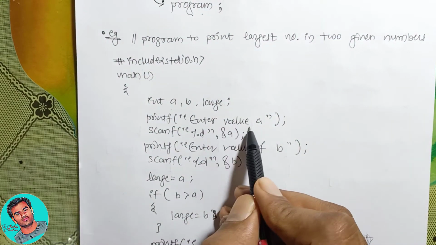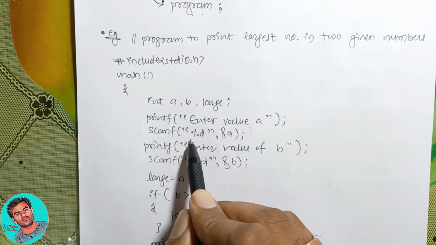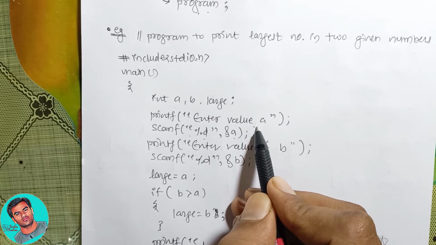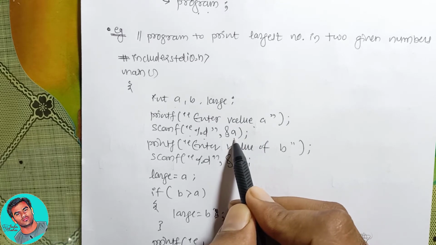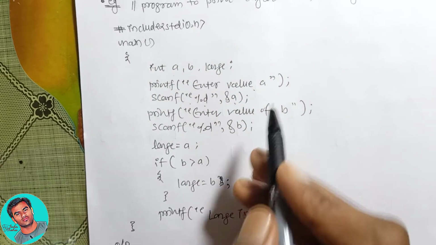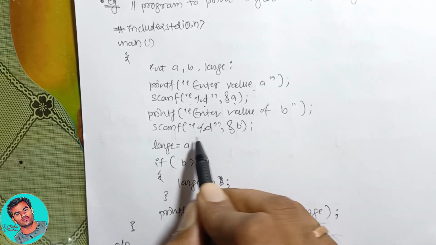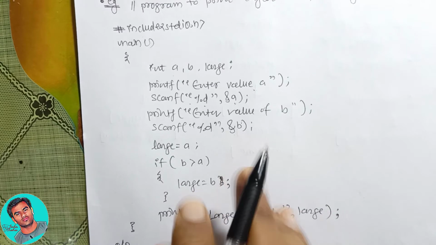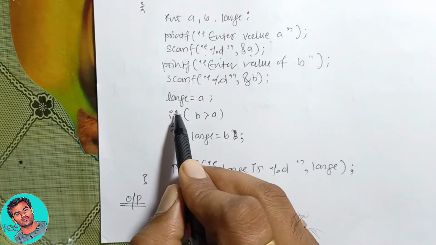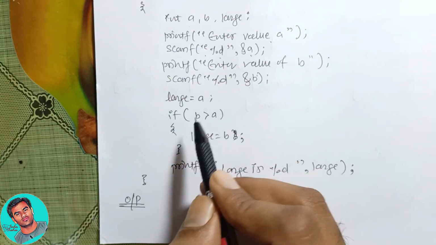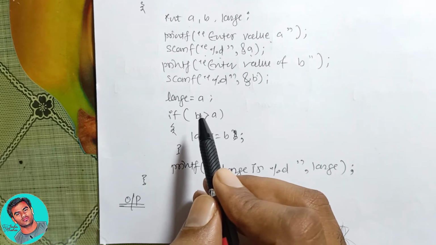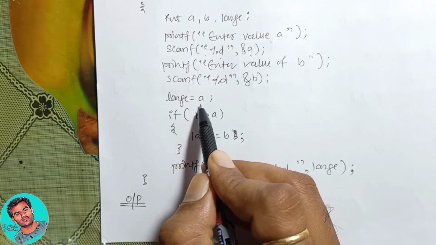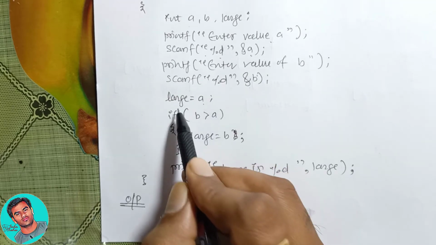So a printf statement says enter the value of a, then scanf %d &a, where the value of a entered by the user gets stored in a. Then enter the value of b here and scanf %d &b, so the value of b gets stored in variable b. And then what we did, we considered among those two numbers that any one number is a large number. So for example, we consider a, the first number, to be the large number.